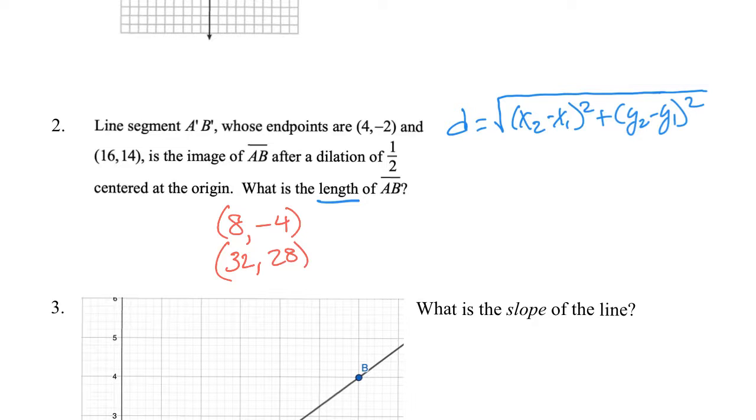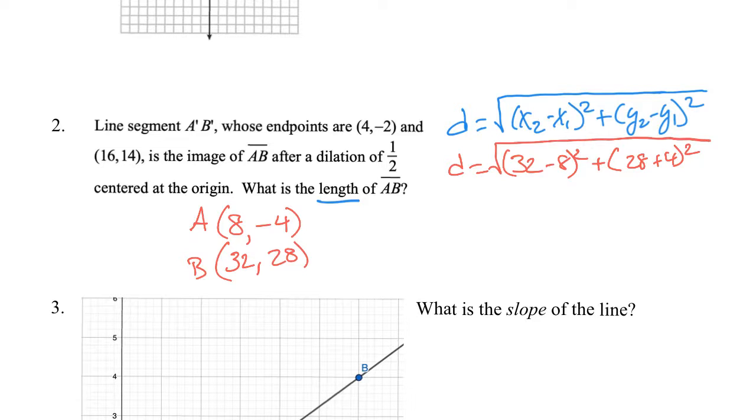Okay, so now all we're going to do is use the distance formula to find what these are. So this is going to be A, and this is B. So now we just plug into our distance formula. So distance is going to be equal to the square root of 32 minus 8 squared plus 28. That's going to be plus 4 because it's subtracting a negative. So 28 plus 4 squared. Put that all into our calculator. What are we going to get?